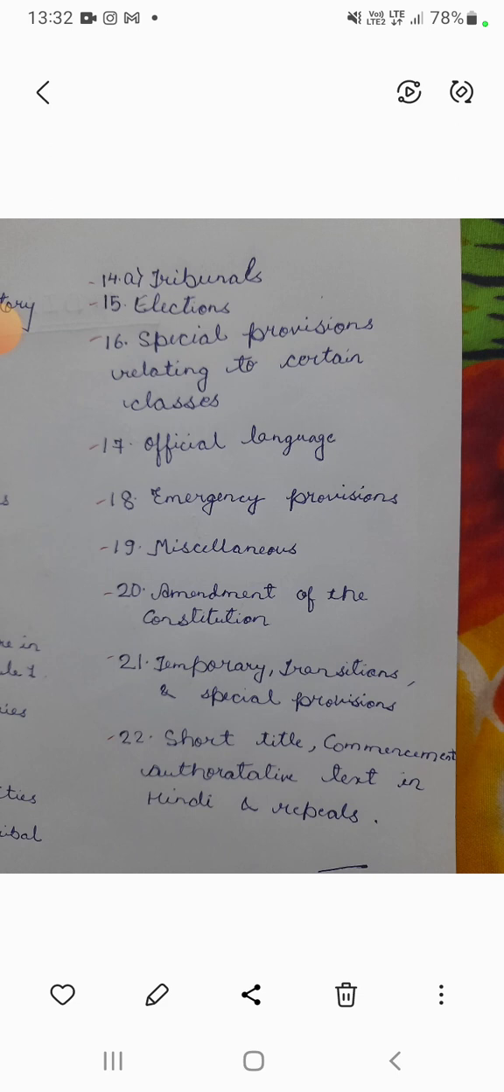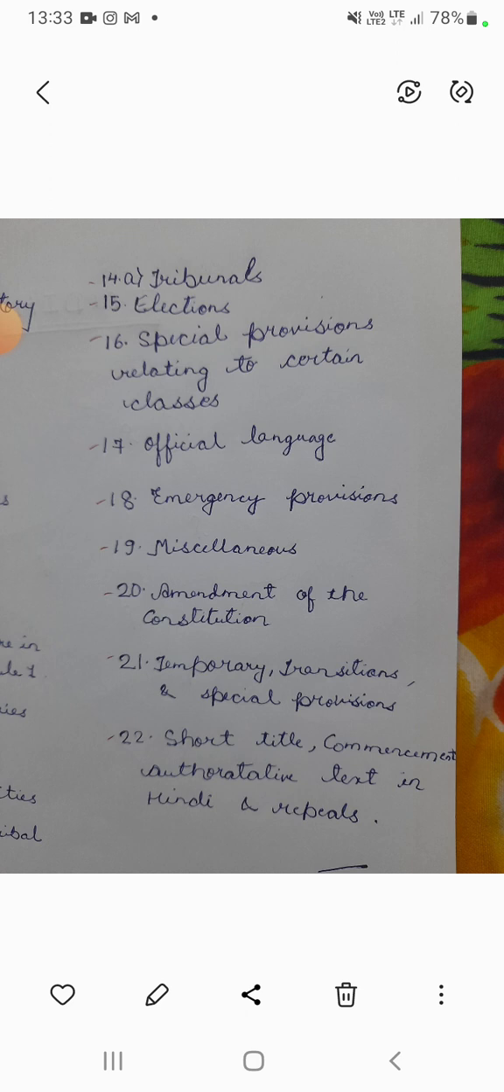There's a term called universal adult franchise. It means every citizen above 18 has the right to vote for the country. Each and every citizen has the right to promote the country by giving votes, and voting takes place during elections.